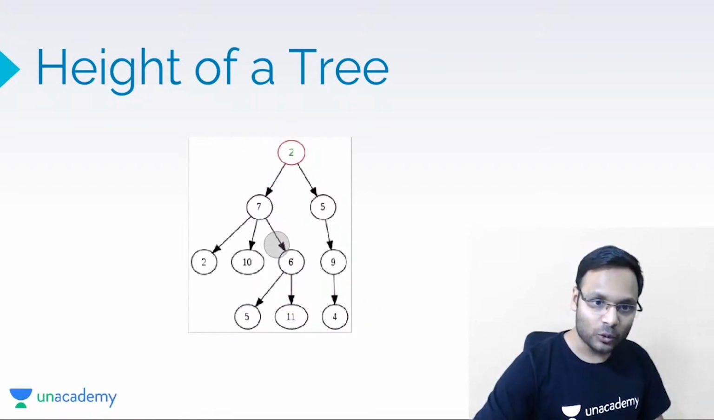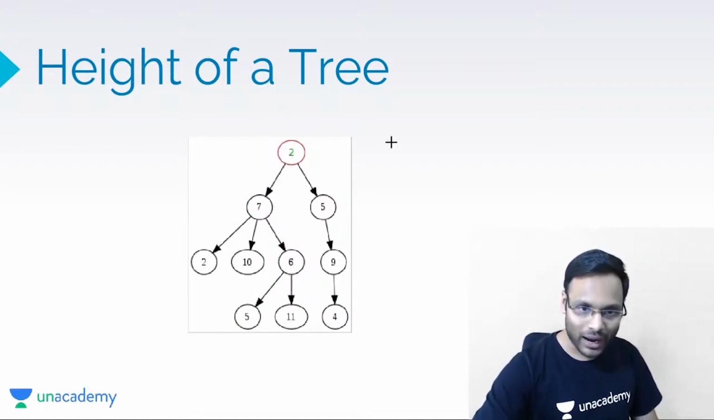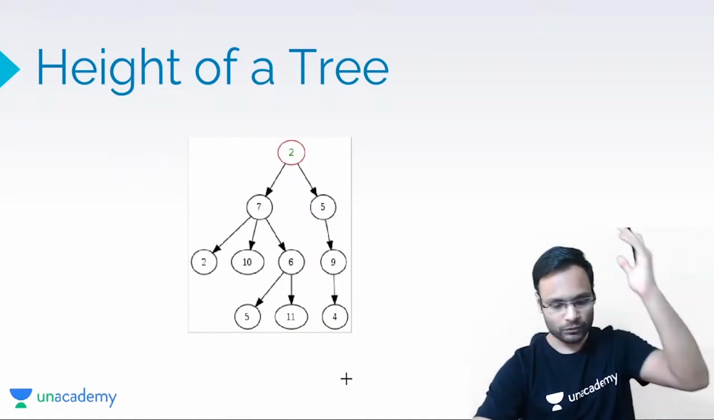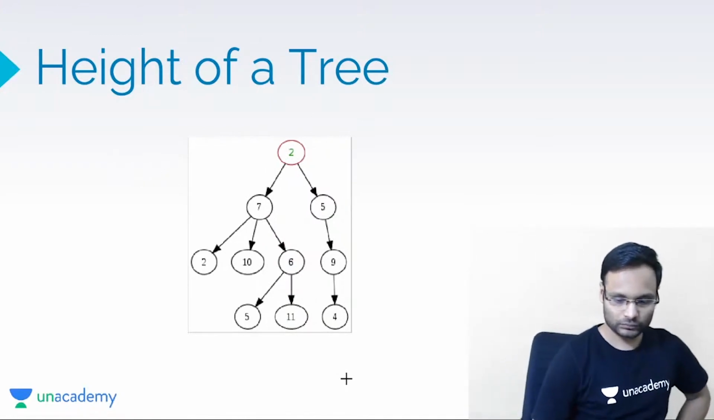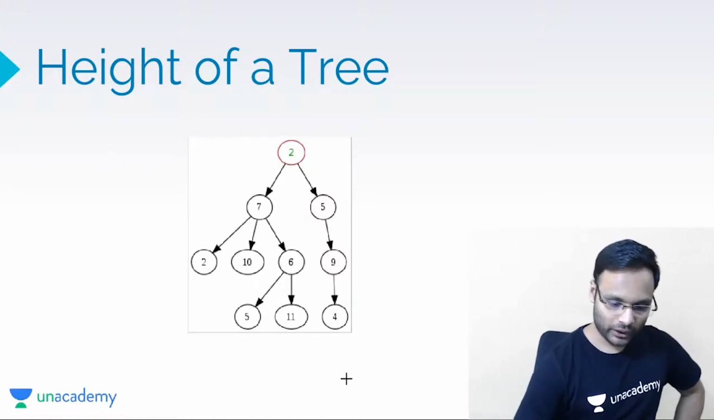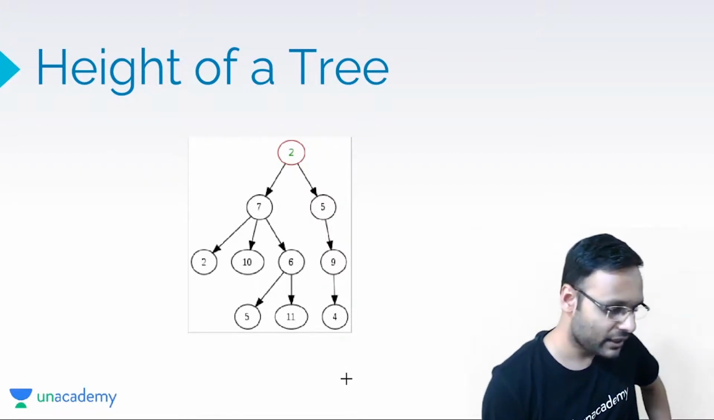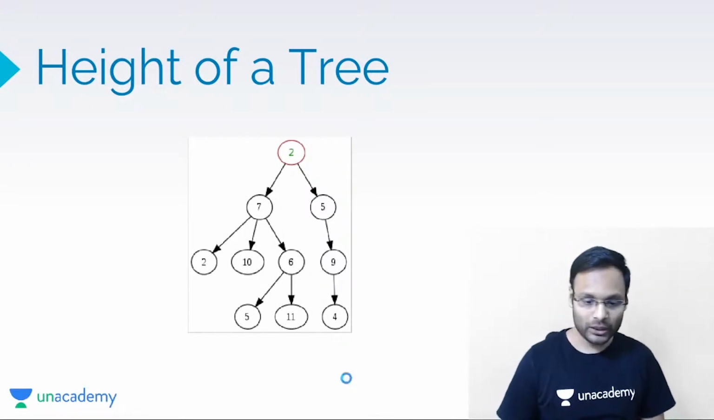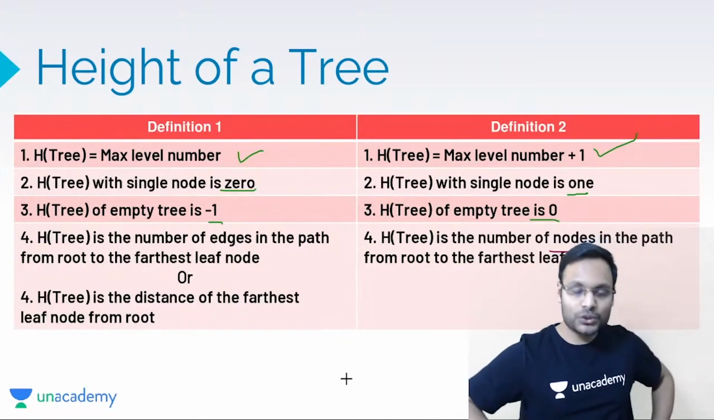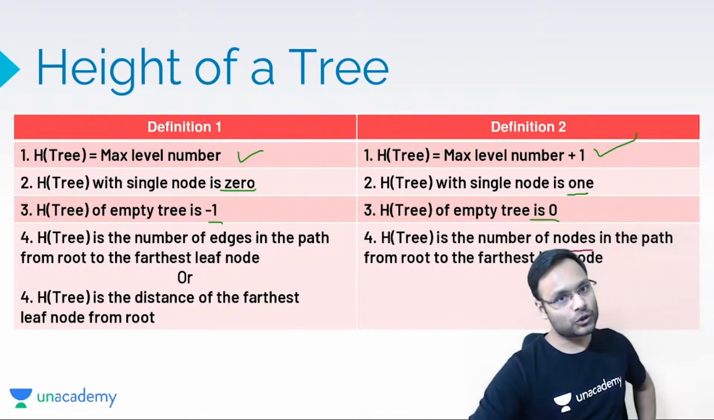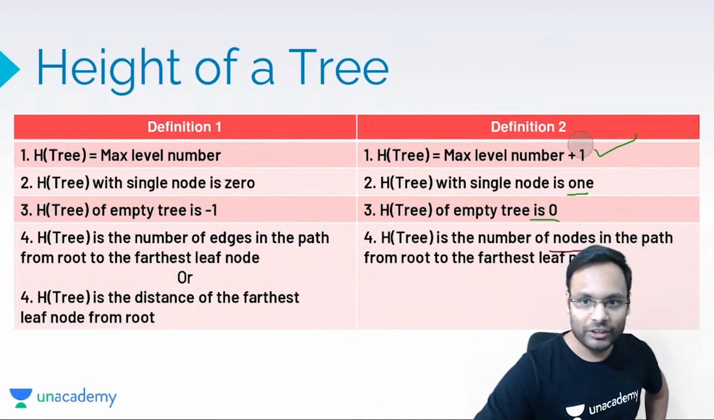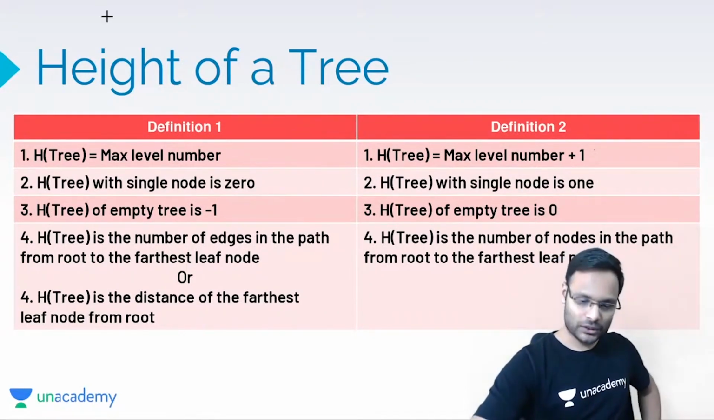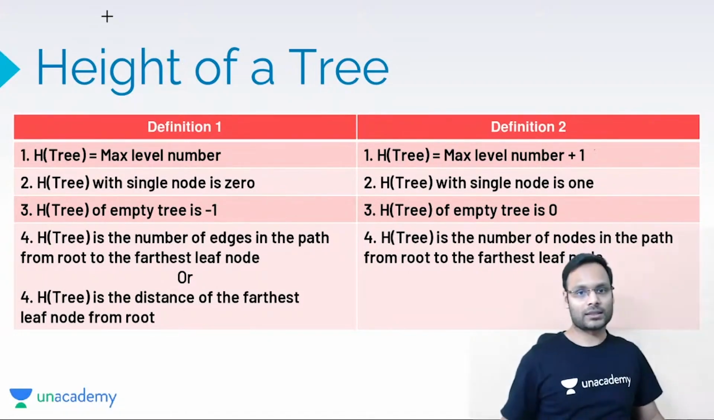So there are two definitions of height. One definition says 3 for this tree, another definition says 4 for this tree. Got it? Okay, now if you understood height, you will always have to understand that there is no default definition. Any definition can be used anytime based on what is given in the question. So whichever particular definition is given, you have to use it.